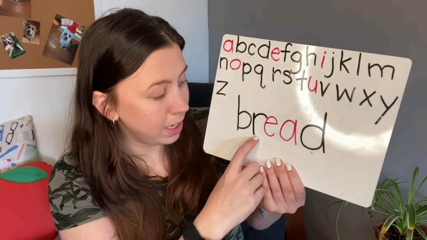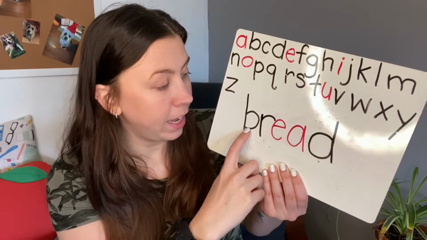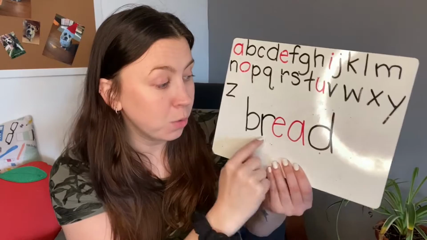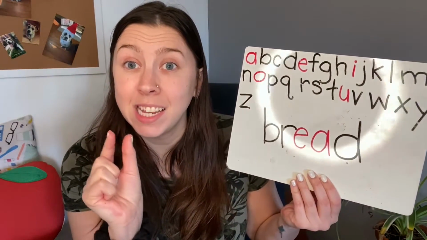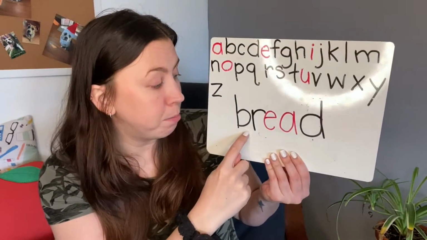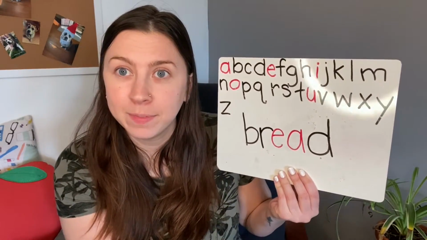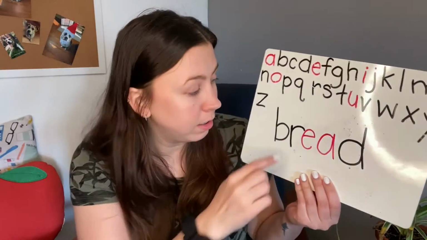Now this one, all I did was add an R. Before I had B-E-A-D, now I have B-R-E-A-D. This word, we're going to use the short E sound. I'm going to tell you because this word is bread, right? Awesome. Now, here's another one that might trick you. Don't get tricked.